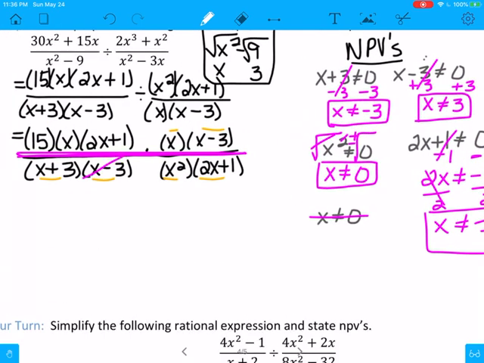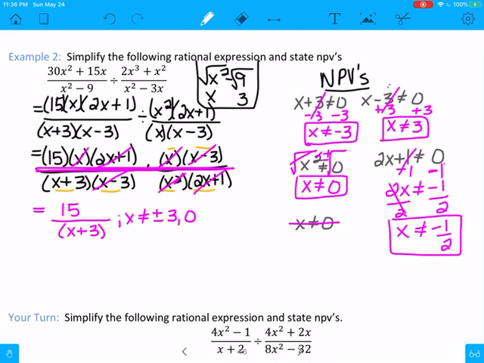So the x minus 3's cancel, the 2x plus 1's cancel, the x squared cancels off one of these x's. Oh, and there's another x, so it cancels completely off the x squared. And then I think I have everything. So I'm going to have 15 on the top, and that's it. Everything else canceled off. And on the bottom, I have x plus 3. Nothing more I can do to that. So I just state my NPVs. X cannot equal plus or minus 3, 0, and negative a half.